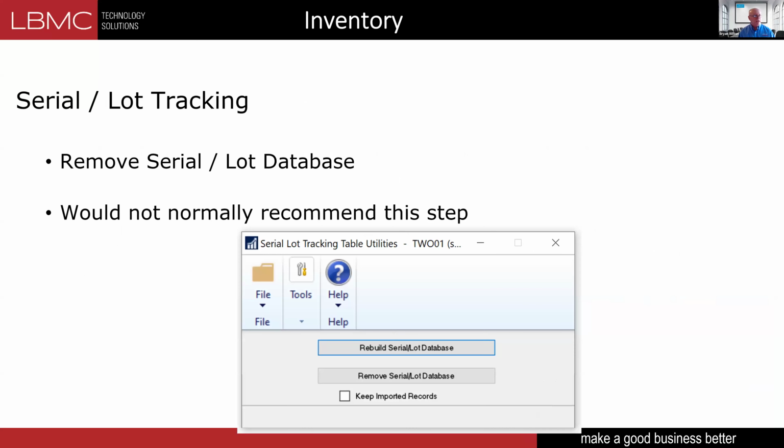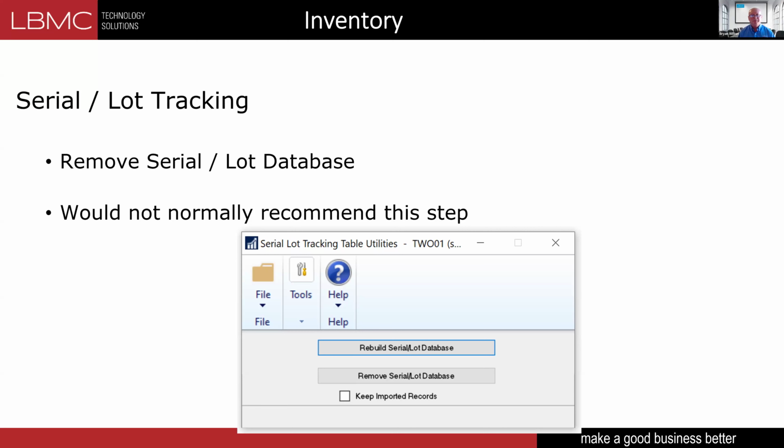Okay, the last thing in inventory is the serial lot tracking. You have the ability to remove that database. I don't like that one either, kind of like the consolidation of the account debits and credits into one number. I just don't like this. You might say, well, we don't have anything that we track serials or lots on anymore. We don't need that history, and that could be the case after a period of time.